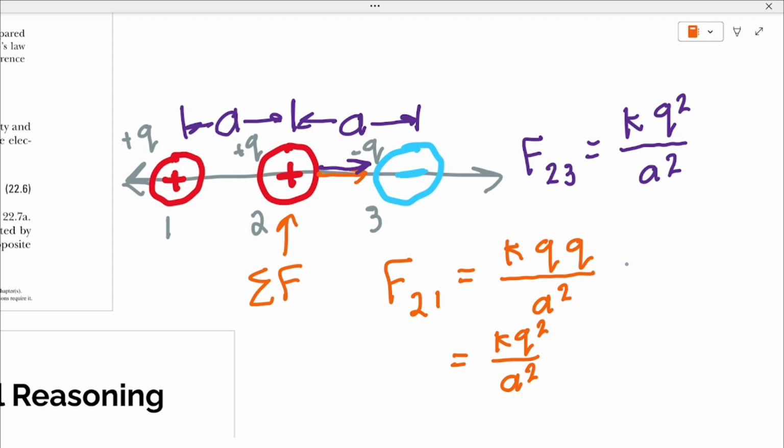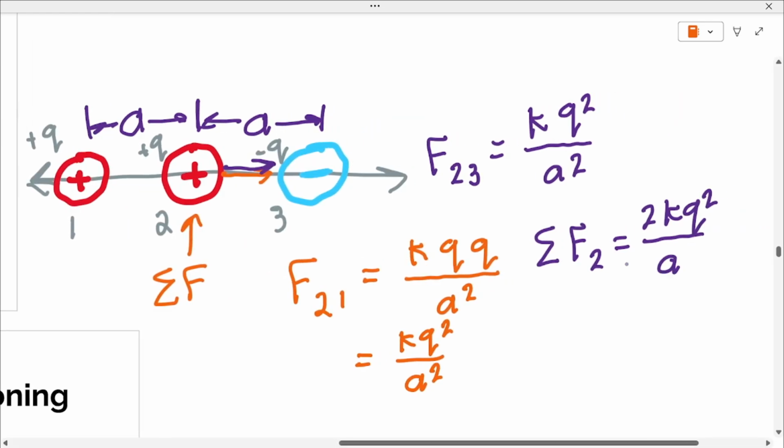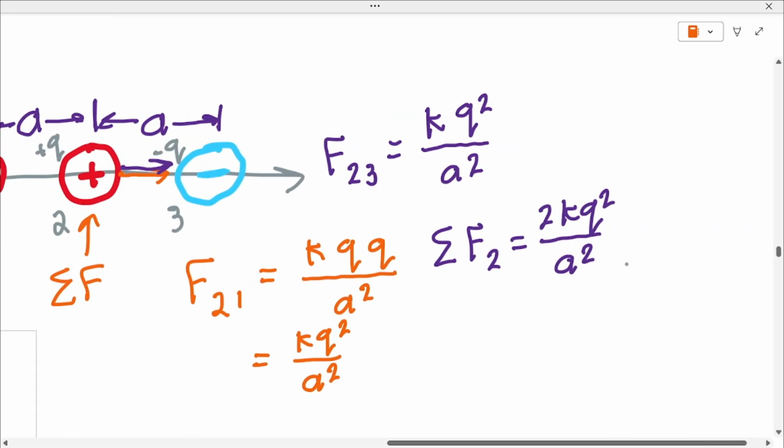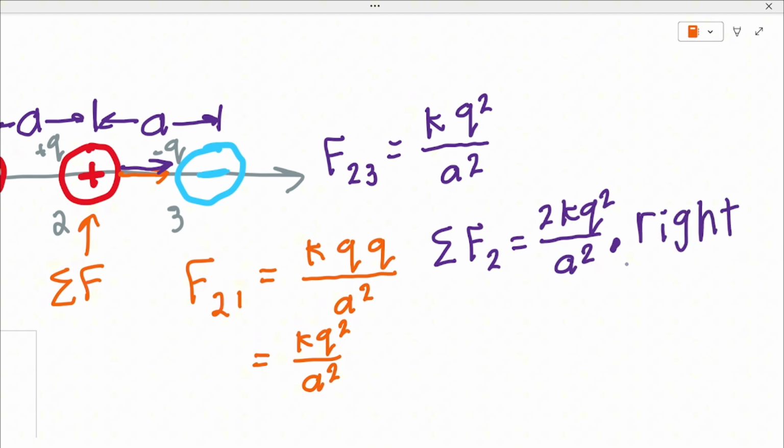So the net force on charge 2 is equal to 2kQ squared over a squared, directed to the right. Done.